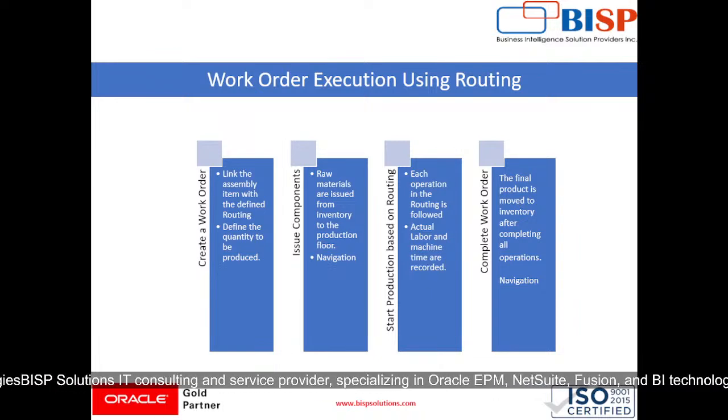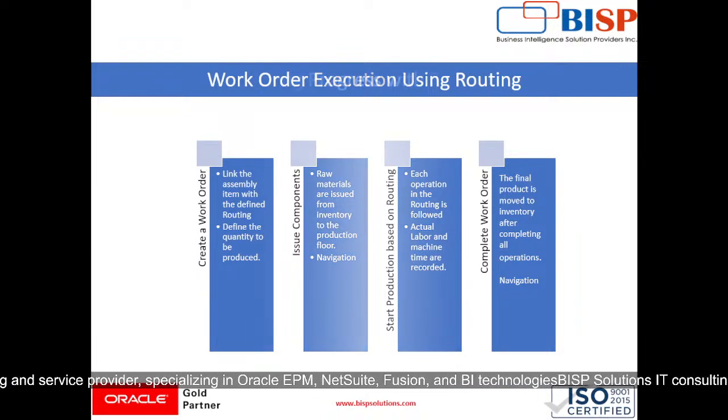After that, completing work order, which means the final product is moved to inventory after completing all operations. And the navigation involves transactions. Under transaction, we get the manufacturing option. Under manufacturing, work order completion is there.